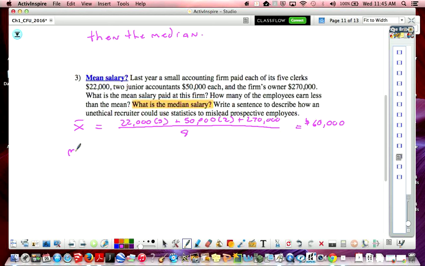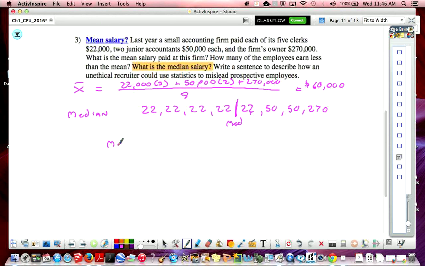The median is the middle. So if I think about this, 22, 22, 22, 22, 22, 50, 50, 270,000. I know these are in thousands. The median's in the middle. I have 8 employees right in here, there's my median. So the median is equal to $22,000. So now we have the mean and the median.